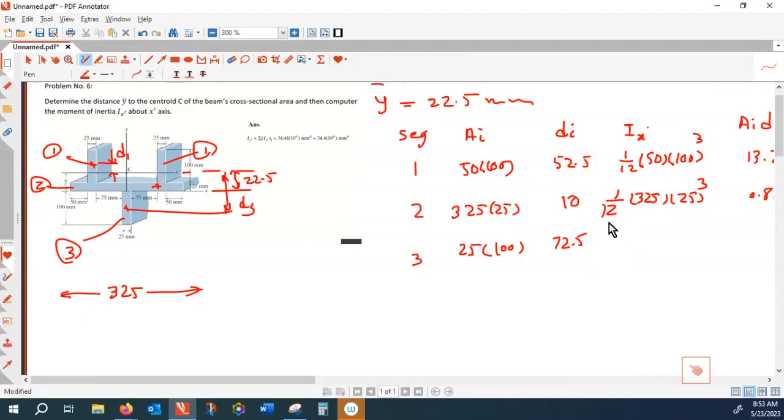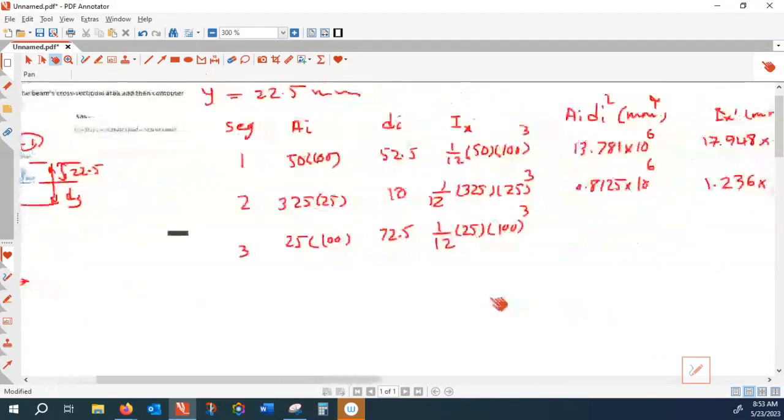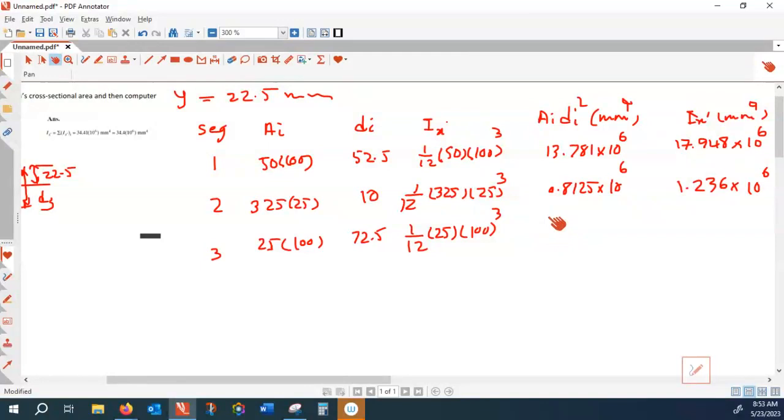And what about the moment of inertia from the table? From the table, that is 1/12, and B is 25, H is 100. And let's multiply the area of the third shape by its distance squared, and the result is 13.14 times 10 to the power of 6, and that is the product of A by d squared. This is the penalty term, okay? So this is the penalty term.